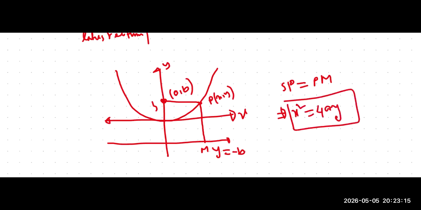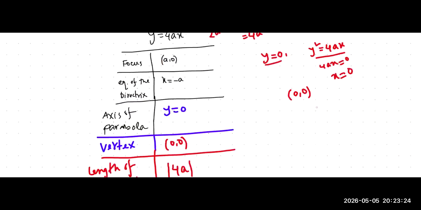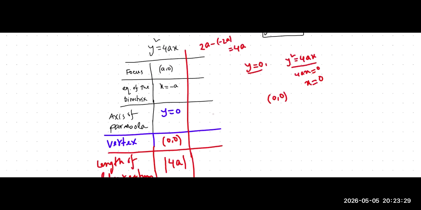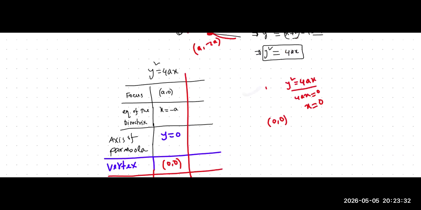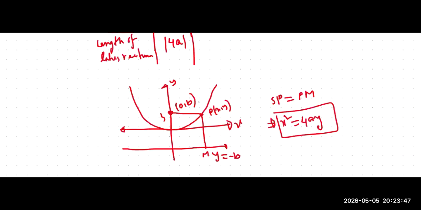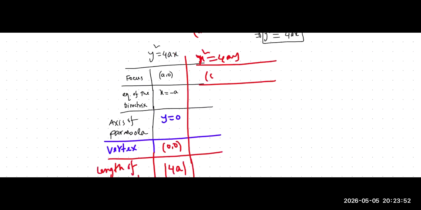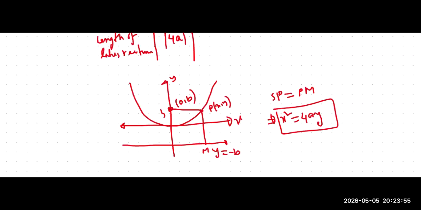So this is another standard form of our parabola, that is x square is equal to 4ay. This is the second kind of standard parabola. In that case, what is the focus? The focus is (0, b). And what is the directrix line? The directrix line is y is equal to minus b.